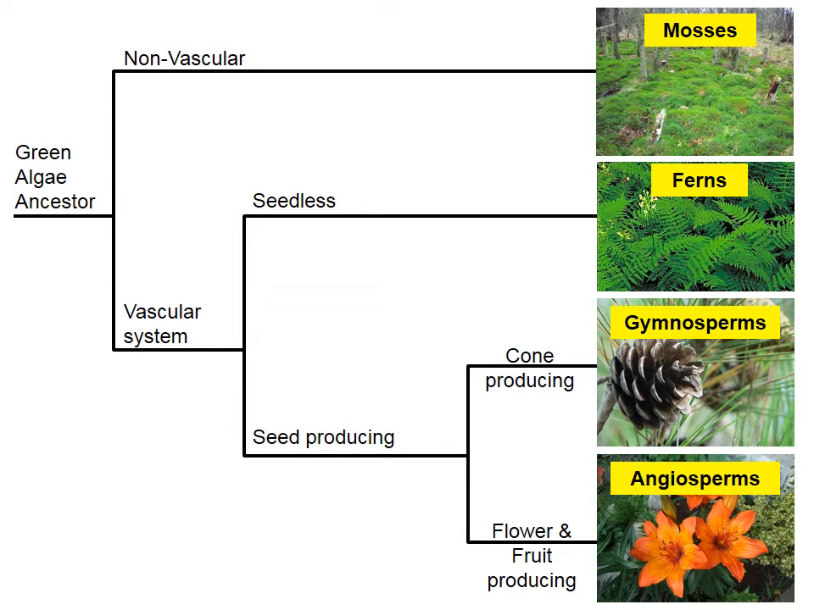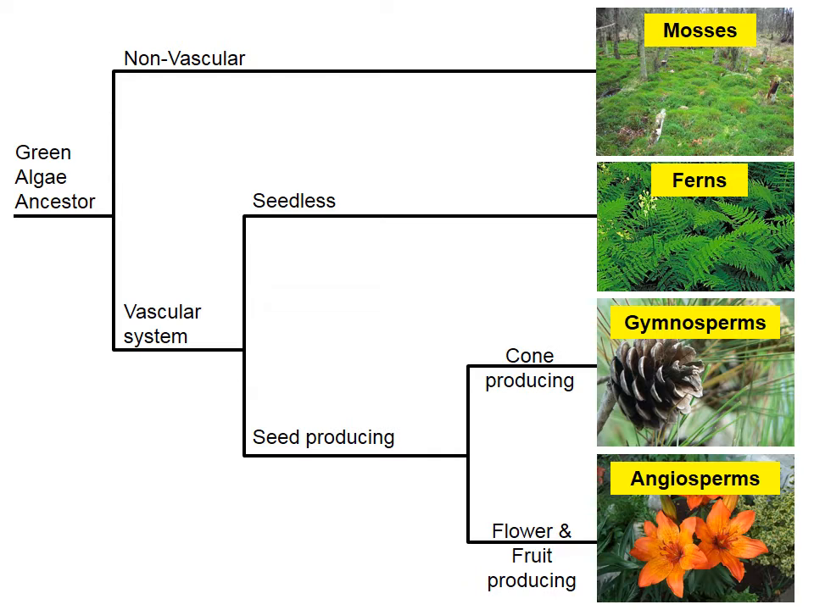In this diagram here, we see the phylogenetic history of plants from their green algae ancestor. Mosses are the most primitive that are around today. And then you see the evolution of a vascular system, which leads to ferns, gymnosperms, and angiosperms. Ferns are a little different from angiosperms and gymnosperms because ferns are seedless. They don't make seeds, but gymnosperms and angiosperms do.